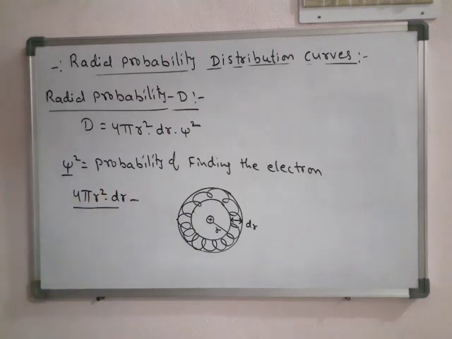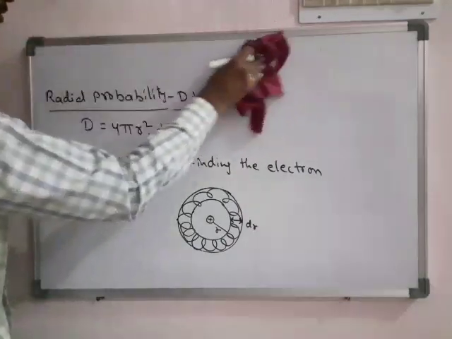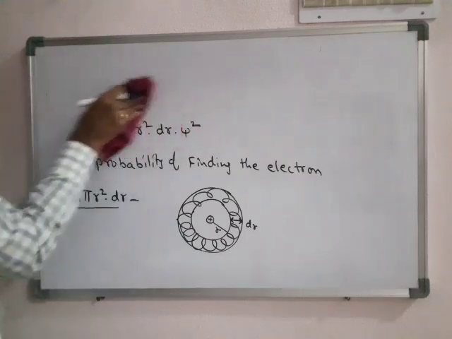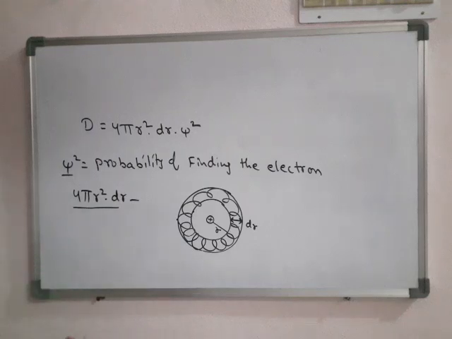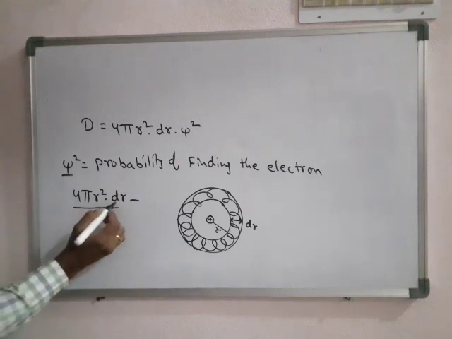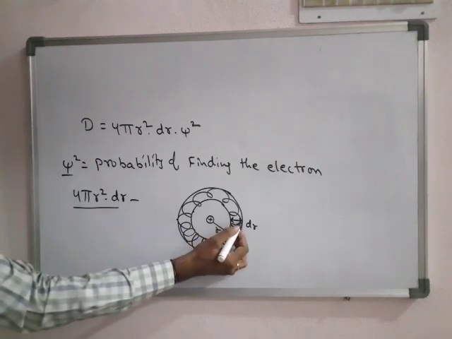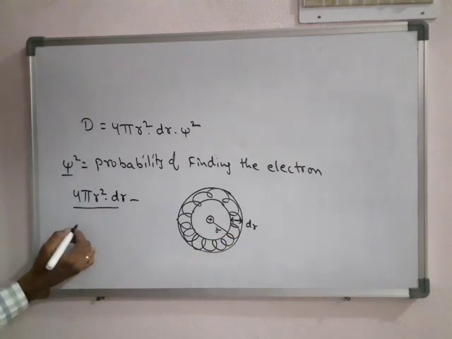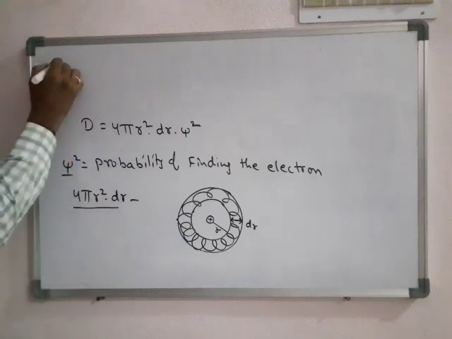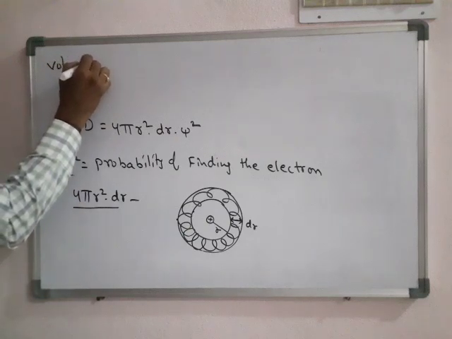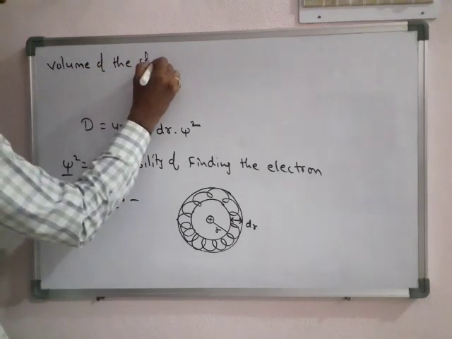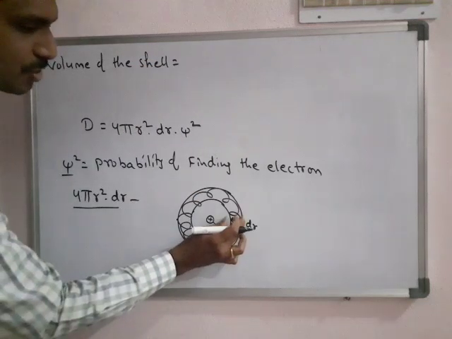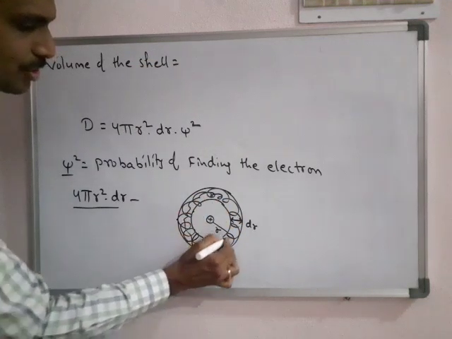So how can we write it? We are writing the formula here. What is 4 pi r square dr? The dr is this distance, and here we can write a direct relation, that is the volume of the shell. So what is the volume of the shell?